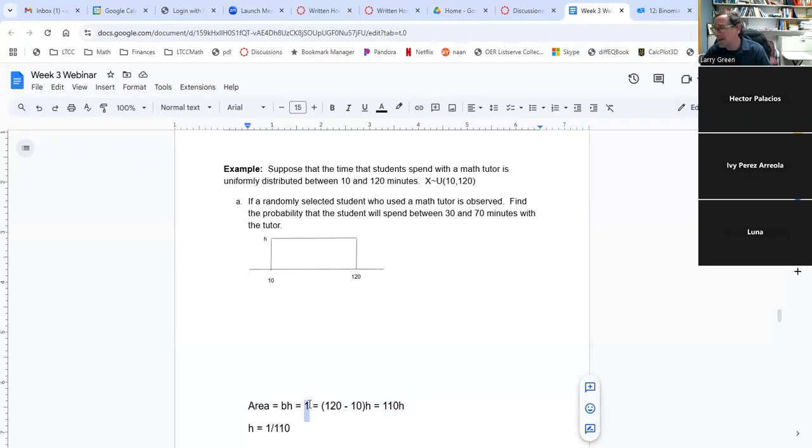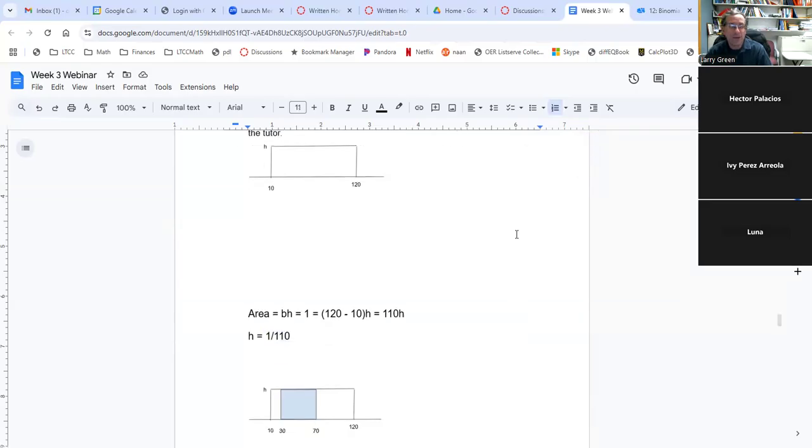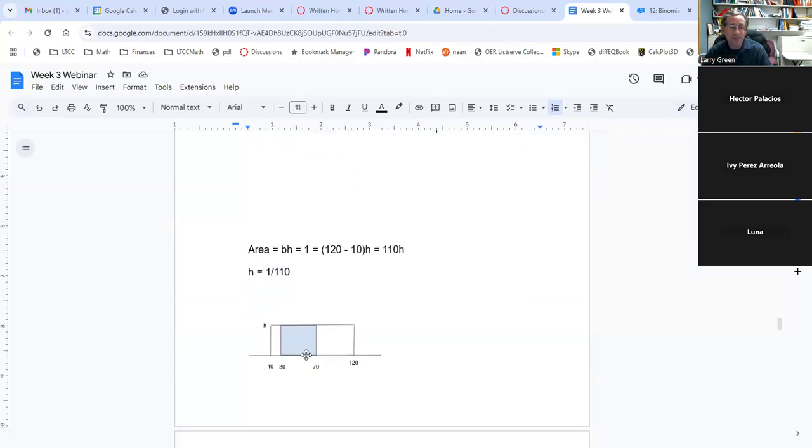Okay, and by the way, this is one of those times in our class there's a little bit of math, a little algebra, but nothing too hard. If you have 1 equals 110H, you divide both sides by 110, and you get H equals 1 over 110. Any questions on how I got that? Okay, we're not done. We just found H. We didn't find the probability. We want the probability the student will spend between 30 and 70 minutes. So what I'm going to do now is draw another picture.